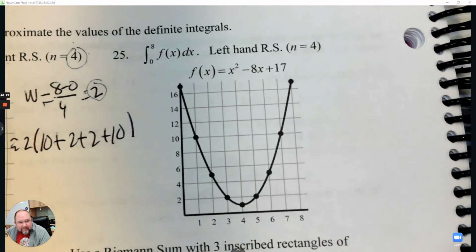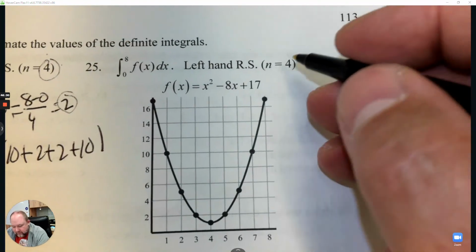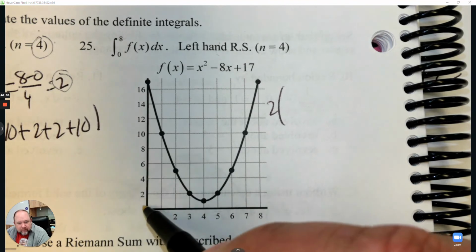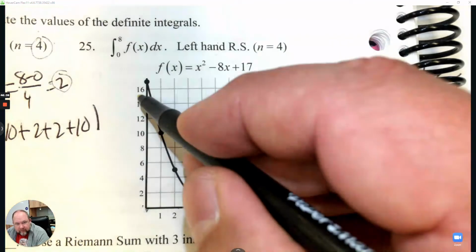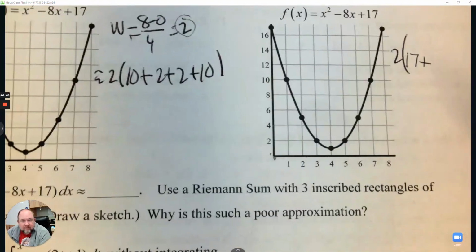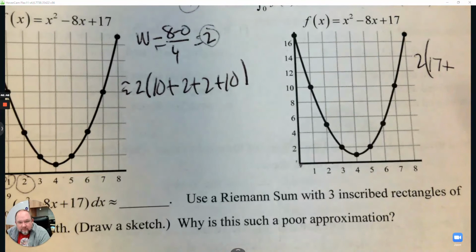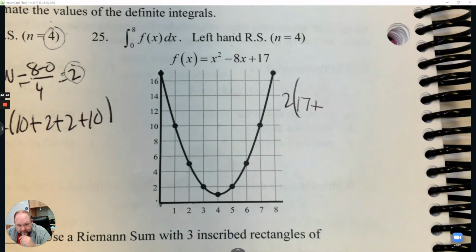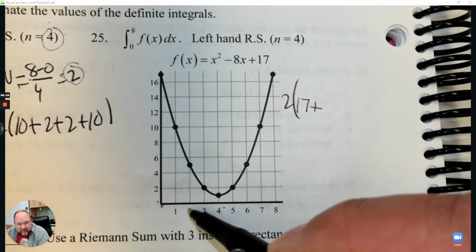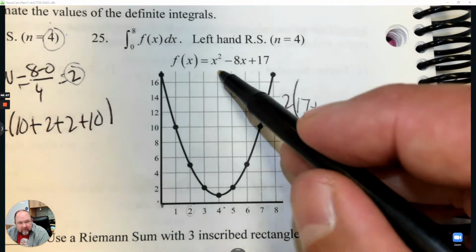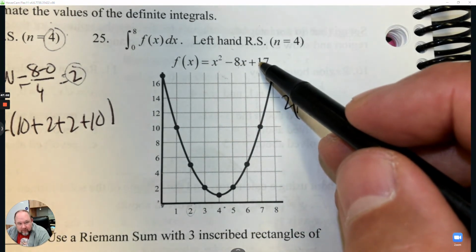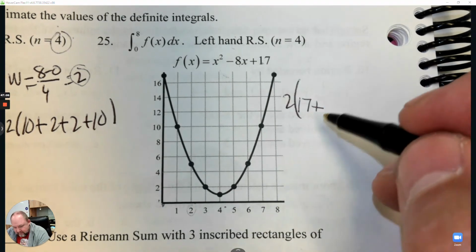Do a left hand Riemann sum, same number, so the width is still 2. But what would left mean? So from 0 to 2, use the left one. So 0 is on the left, so we start with 17. Sorry, from 2 to 4 is the next one. We use 2. So if I plug in 2 squared minus 16, that's 1 plus 5, it's 5. Does that make sense? Yeah, 5.